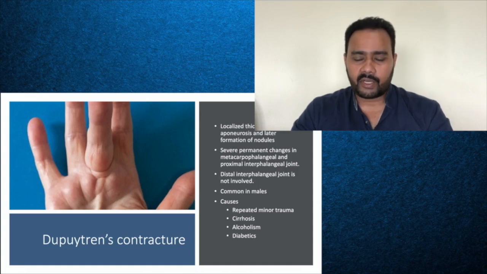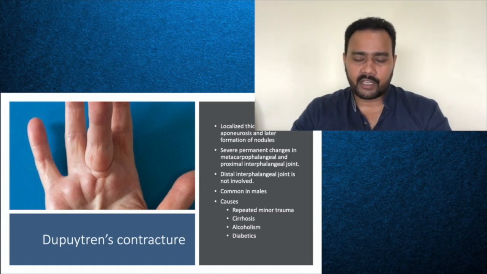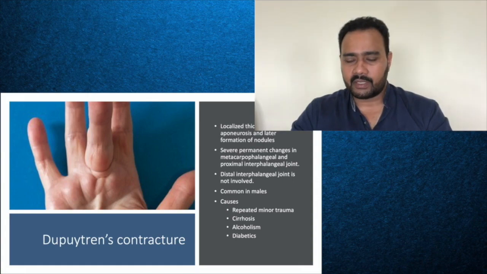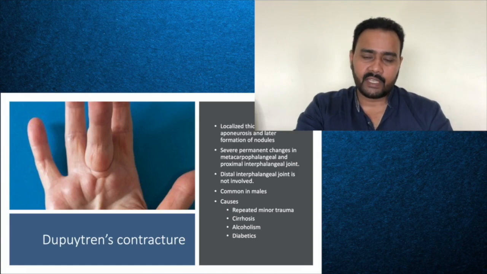It is very common in males, and it is due to repeated minor trauma, cirrhosis, alcoholism, or even diabetes. These are the people who can develop Dupuytren's contracture. If anyone asks what is Dupuytren's contracture, just tell them it is thickening of the palmar aponeurosis, and the palmar aponeurosis does not involve the distal interphalangeal joint. That joint is not involved, but the proximal interphalangeal as well as the metacarpophalangeal joints are involved.